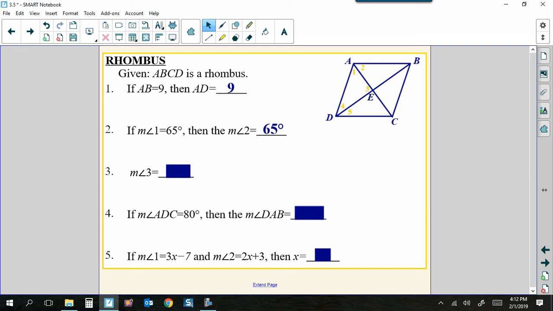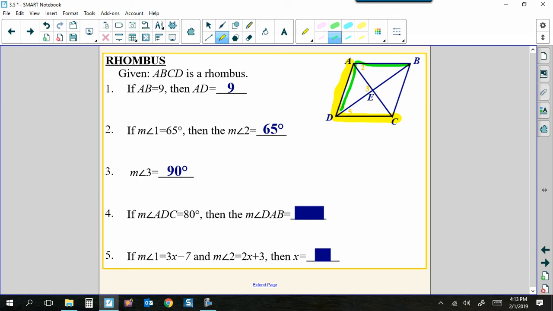Well, angle 3 is in the middle, and we know that with a rhombus, our diagonals are going to be perpendicular. So because they are perpendicular, I know that angle 3 is 90 degrees. Okay, angle ADC, right here, is 80 degrees. It's asking us to find what angle DAB is. Well, DAB is right here.